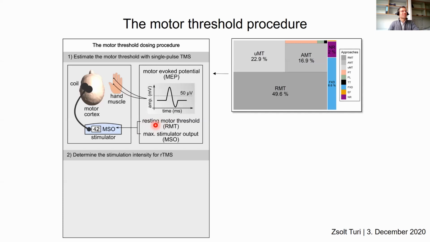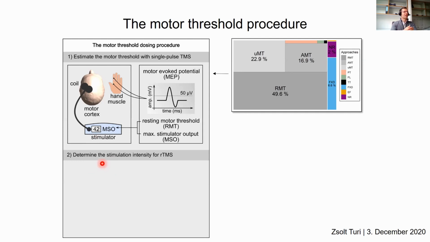If you're ready with this, then what you need to do is to check the stimulator's maximum stimulator output. This is a percentage between 1 and 100. This is an arbitrary number because it depends on the stimulator and the coil characteristics. But all you need to do is to know this number and you are ready with the first step. Then you can transition to the second step.